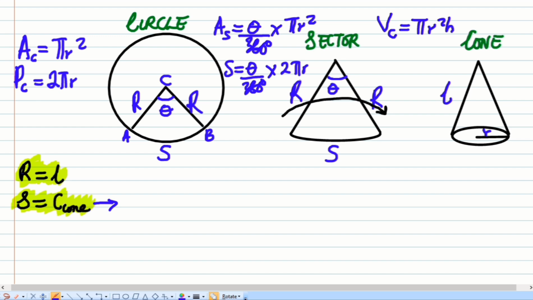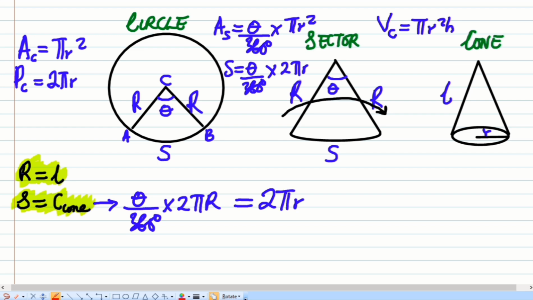Okay, let me start from this. What's S? We already know that S is given by theta over 360 degrees times 2 pi. Now I'm going to use capital R, because this R is the radius of the circle from whence we got the sector. So to differentiate the radius of the initial circle and the radius of the small circle, which is gotten from the circular base of the cone, I'm going to use capital R for my radius. So theta over 360 times 2 pi R, we have said that is equal to the circumference of the circular base of the cone, which is 2 pi small r.